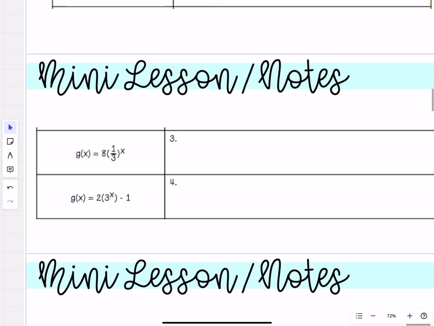What is going on here? Well, if we're thinking about our parent function, it's just the b to the x part. Okay, so our parent function is going to be g of x is equal to 1/3 raised to the x power. Now, we're not shifting up or down here. We see we have an a multiplier, and so this is a vertical stretch by a factor of 8.